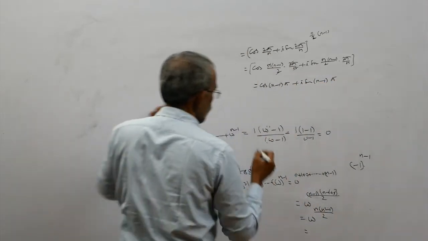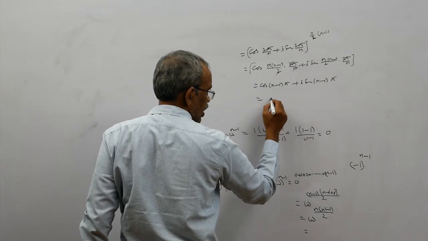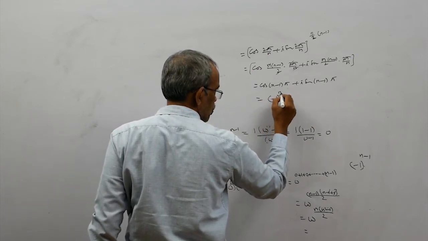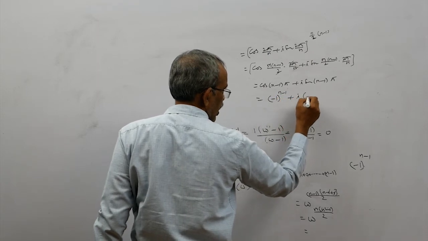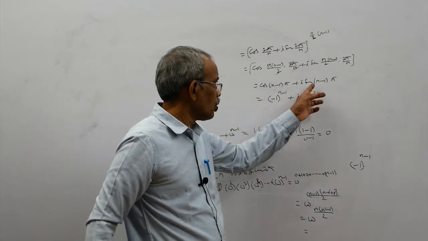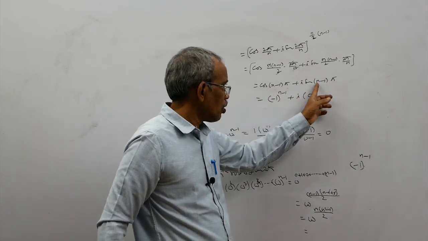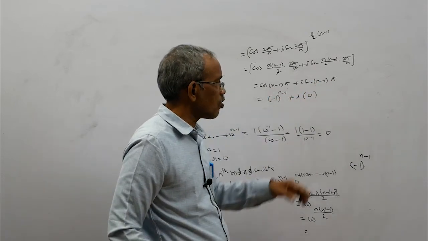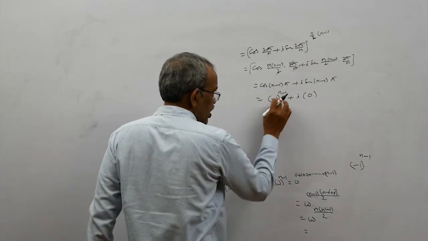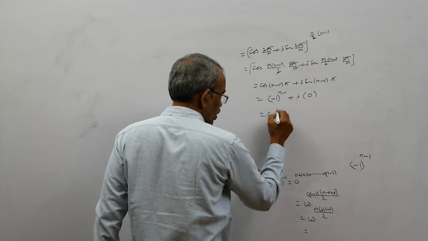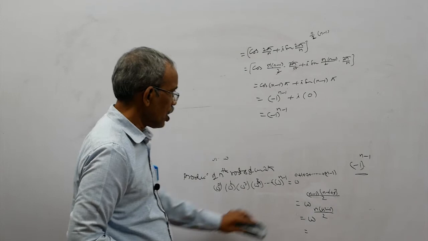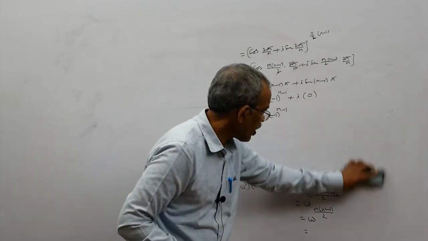Cos of n minus 1 pi, cos n theta equal to cos n pi. Cos n pi is equal to minus 1 whole to the power of n. Sin of n minus 1 pi is equal to 0. When we take any value, sin n pi is equal to 0. Cos n pi is equal to minus 1 whole to the power of n. Here we have cos of n minus 1 pi, that is equal to minus 1 whole to the power of n minus 1. So, the product of the nth roots of unity is minus 1 whole to the power of n minus 1.